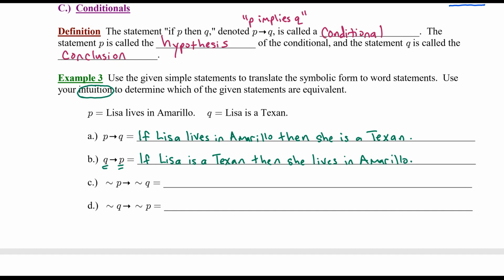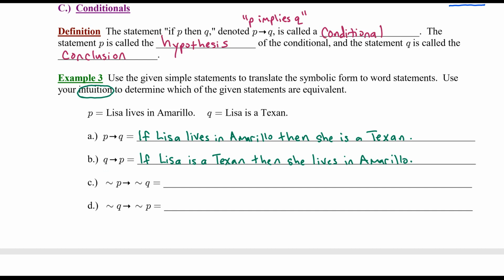Now compare those two conditionals. The first one says, if Lisa lives in Amarillo, then she is a Texan. That makes sense. And read the second one. If Lisa is a Texan, then she lives in Amarillo. Well, that's a possibility, but she could also live in Lubbock or Hereford or Dallas. So those two conditionals don't mean the same thing. The arrow in the conditional, again, is a one-way street. And if I try to read it backwards, if I switch the hypothesis and the conclusion, I get a logically different statement. So those two conditionals are definitely not equivalent.